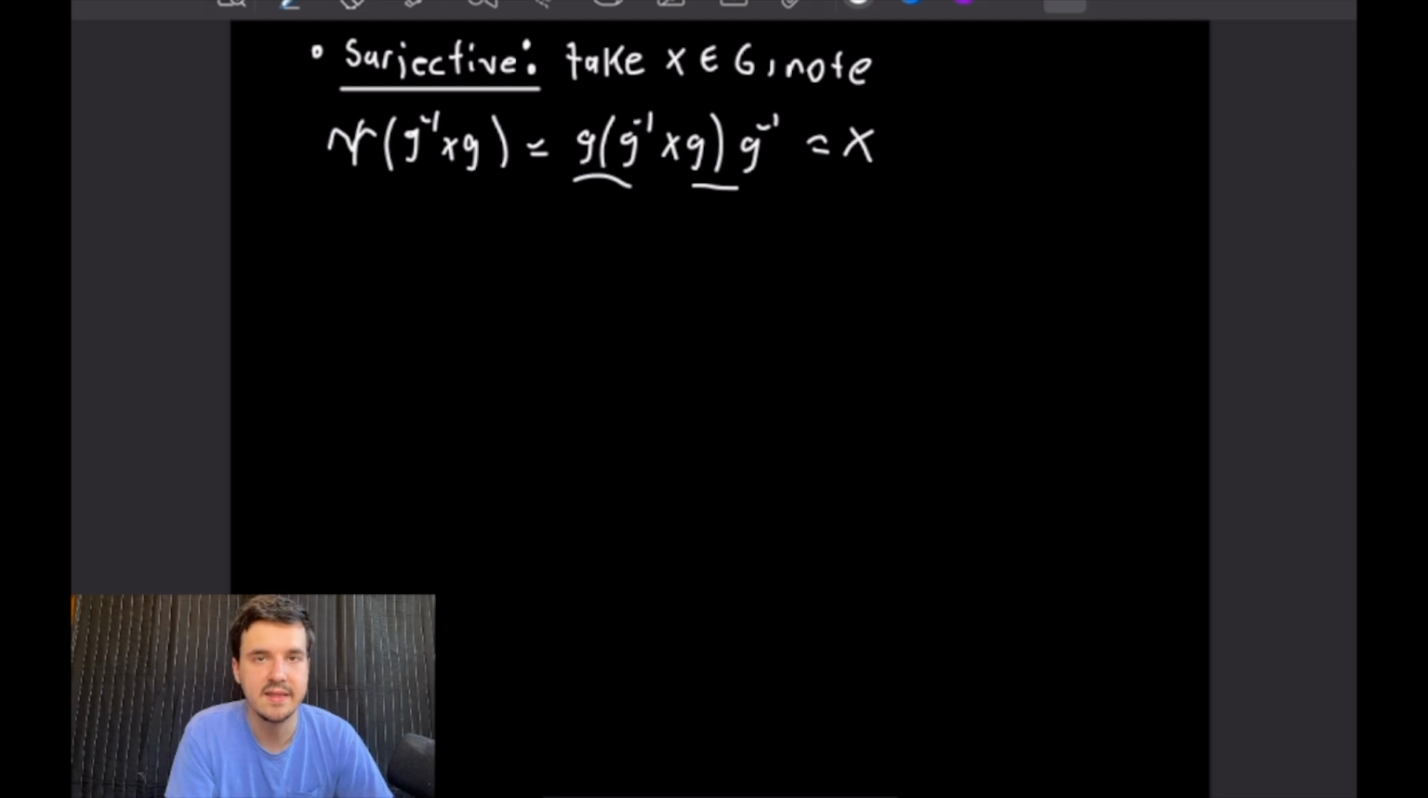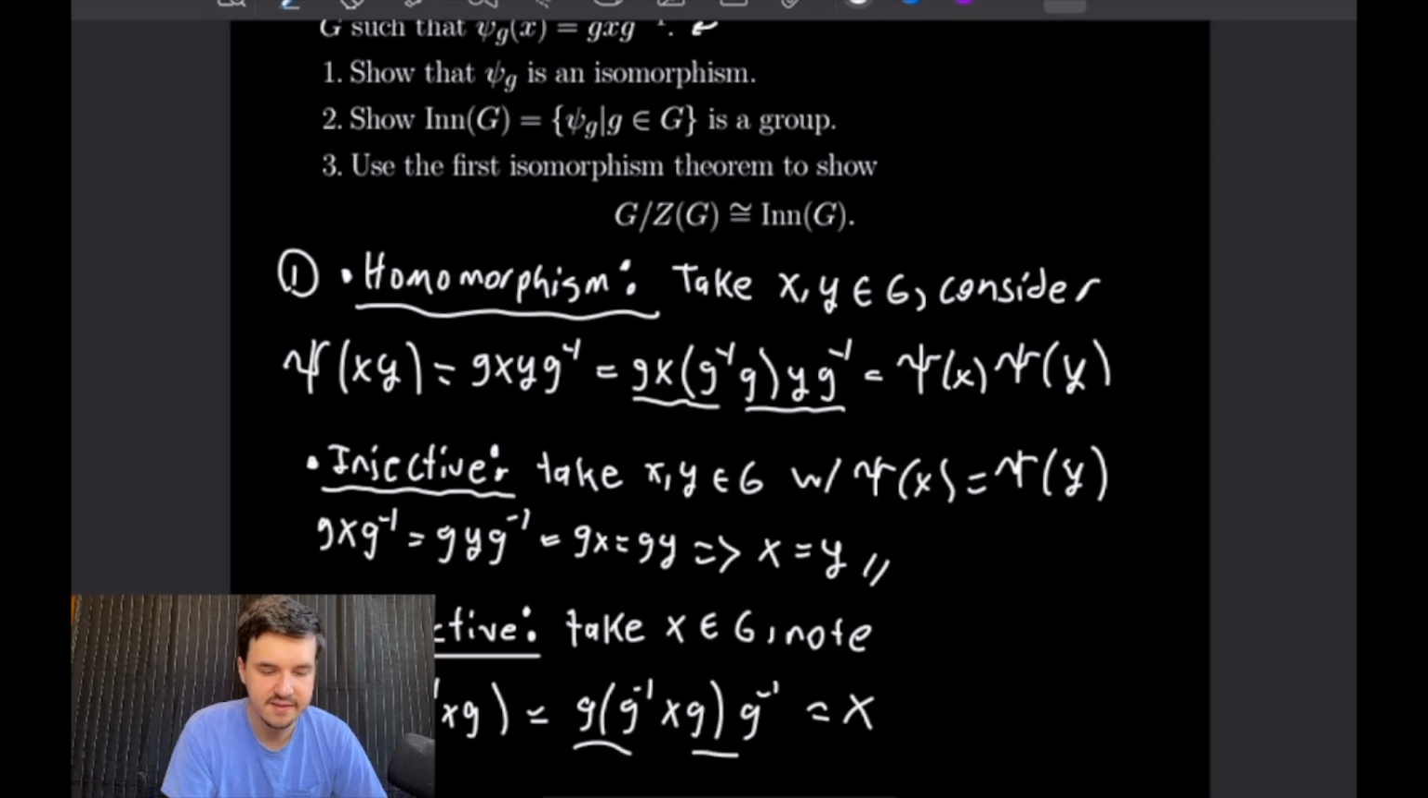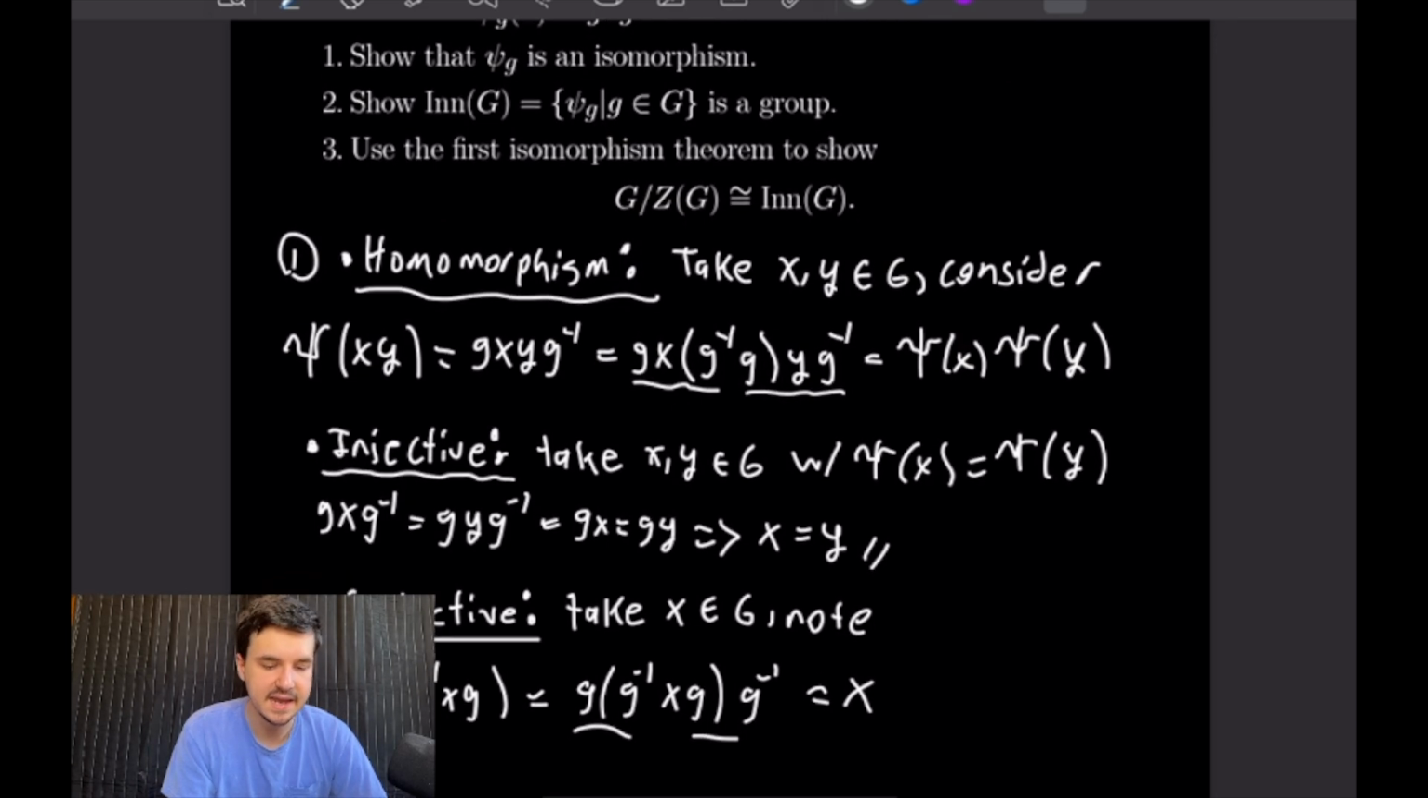So here I've demonstrated that no matter what element we pick from our group arbitrarily X, we can in fact map to it with our function psi. Great. So the combination of these three proofs here is enough to show that this psi is in fact an isomorphism.